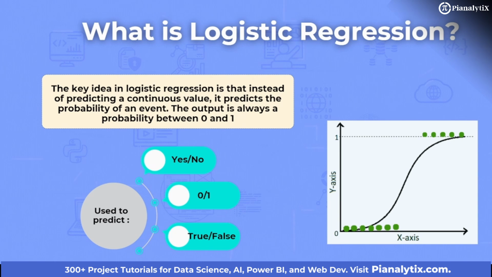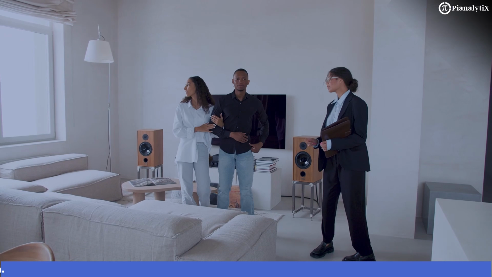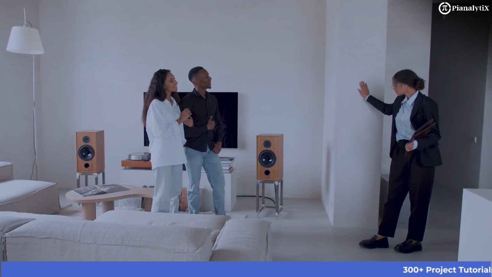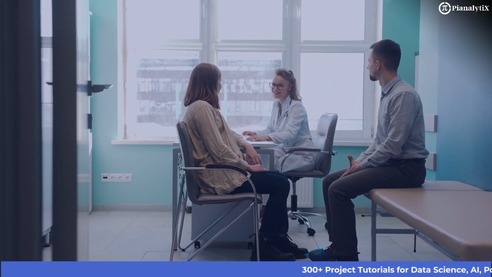Now, what is logistic regression? Logistic regression may have the word regression in it, but don't let that fool you. It's actually used for classification problems where the goal is to predict a binary outcome. You will often use it to predict something like yes, no, 0, 1, or true, false. For example, will a customer buy a product or not? Does a patient have a particular disease or not? Or will a student pass or fail in a course?